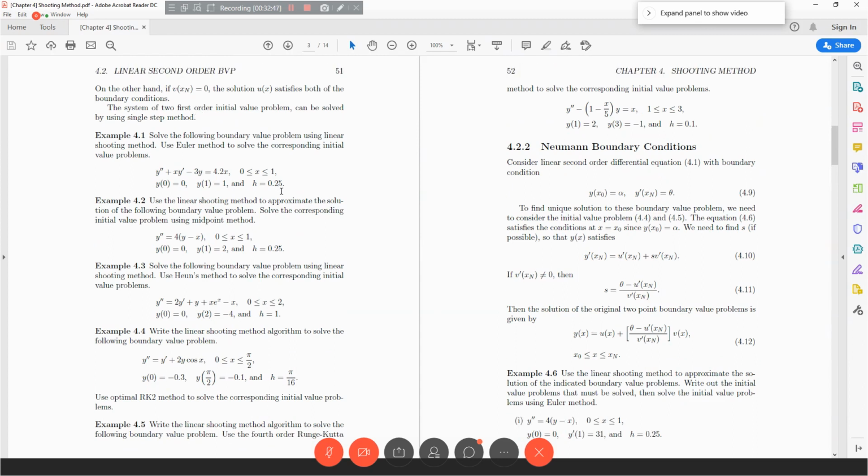Okay, now look at the examples available here. We have 4.1 to 4.5. 4.1 is Euler, 4.2 is midpoint, that is RK2, sorry, and the last one is RK4. This is just your warm up example. Euler is the easiest method.